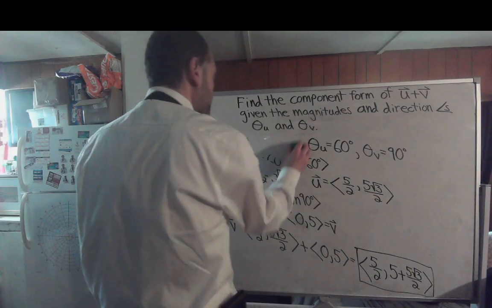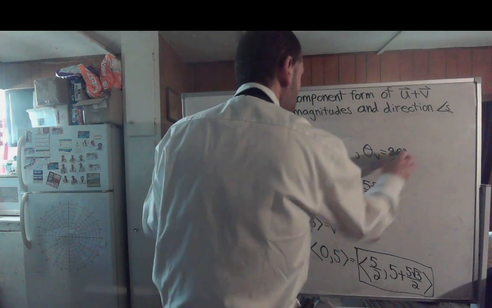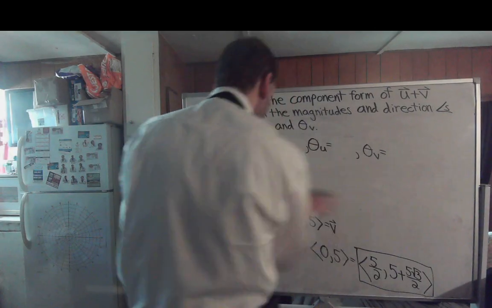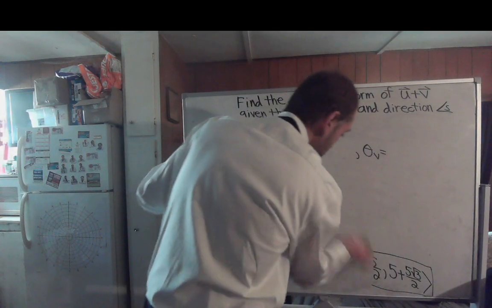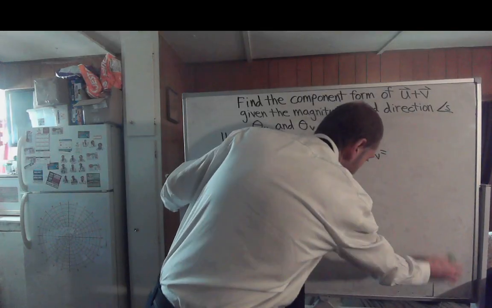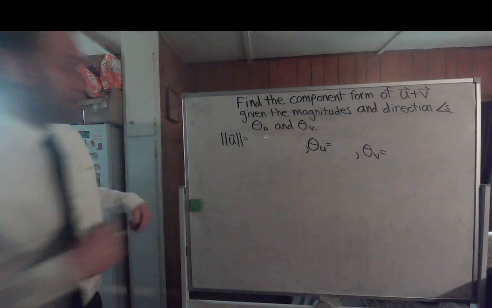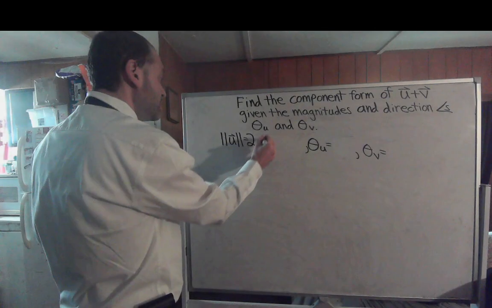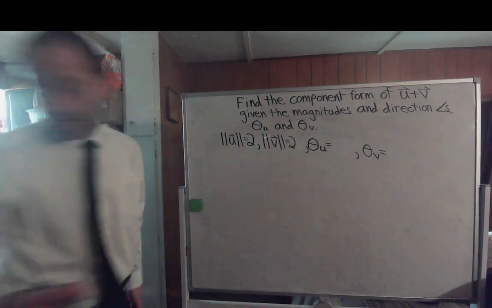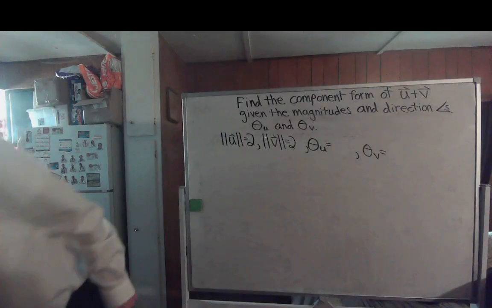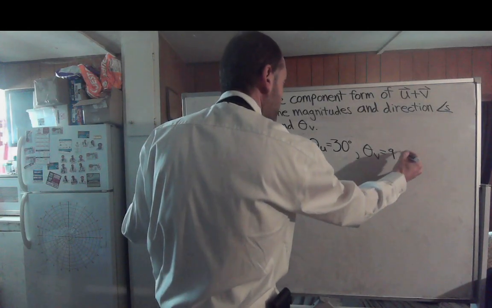Why don't I move this a little bit closer, huh? Magnitude of u is 2. The magnitude of v is also 2, which makes our lives not so bad. Theta sub u is 30 degrees. Theta sub v is still 90 degrees.